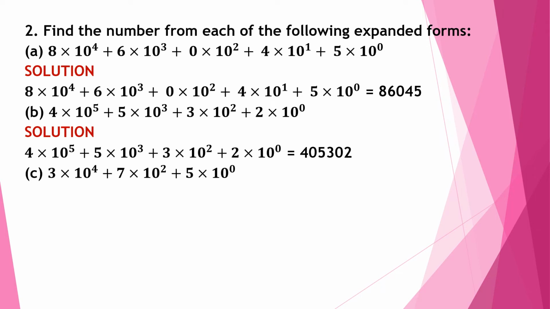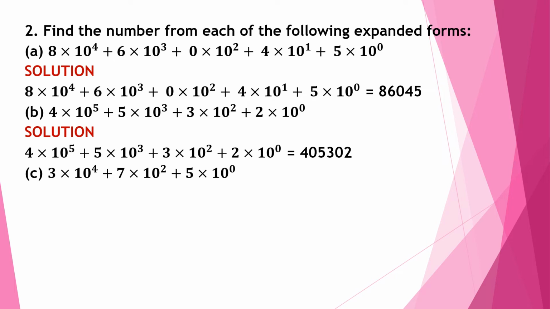Next, 3 into 10 raised to 4 plus 7 into 10 raised to 2 plus 5 into 10 raised to 0. So the highest power of 10 is 4. So the corresponding number multiplied is 3. So the first digit of the number is 3. Then the power of 10 is 3. That is absent. That means you can put 0. And next power of 10 is 2. The number multiplied is 7. So the next digit is 7.